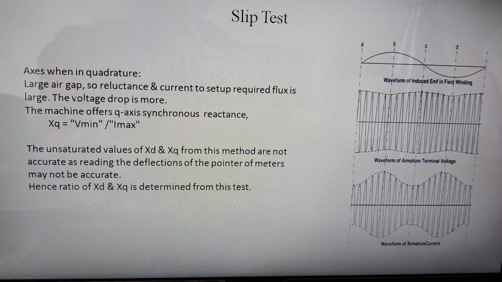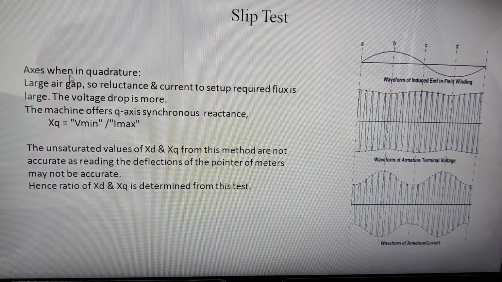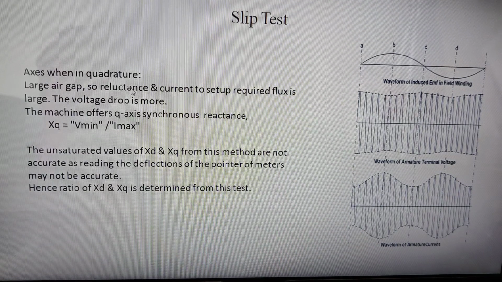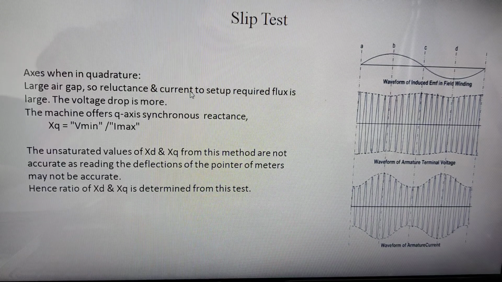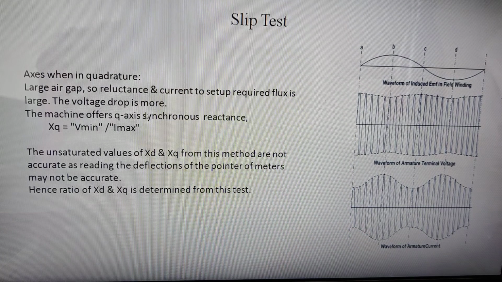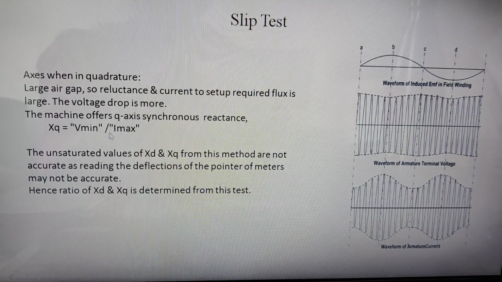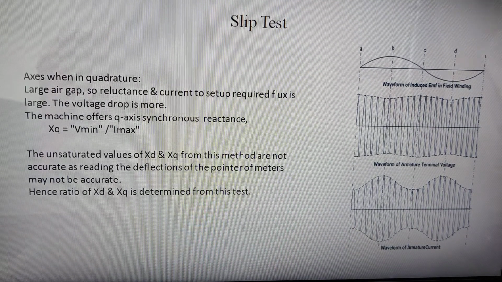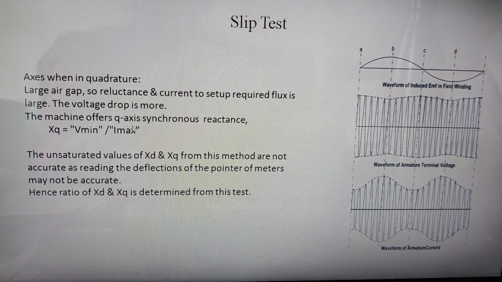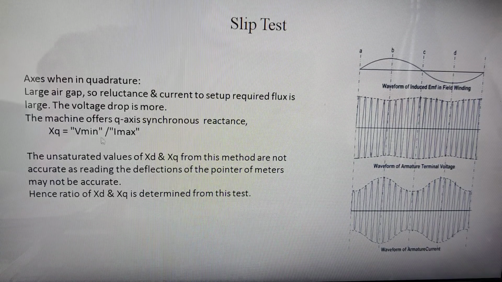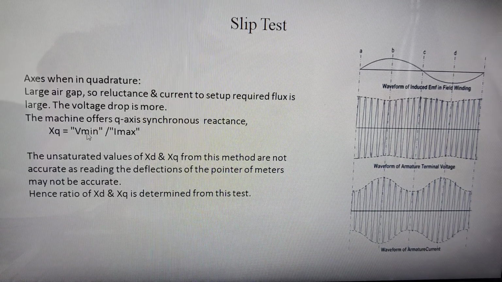Next, when the machine is into the interpolar axis or quadrature axis, then the air gap is large, right? So reluctance will be large, right? So large current will be required to set up that flux in the air gap, okay? So voltage drop will be more. So see the formula, XQ is equal to V min by I max. Why I max? Because larger current will be required to set up the flux in the air gap because of larger air gap. Okay, and numerator it will be V min, right?